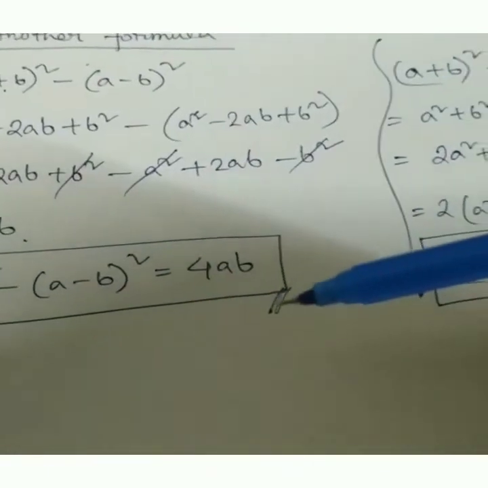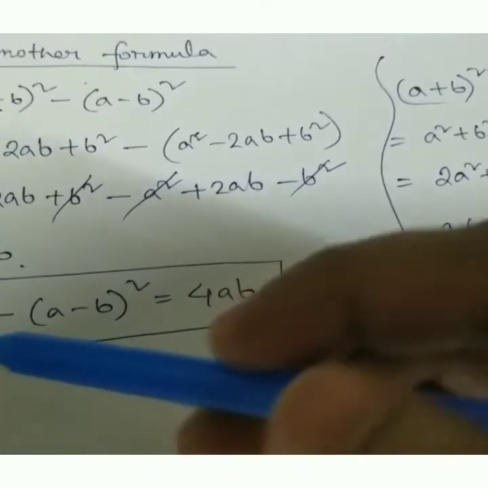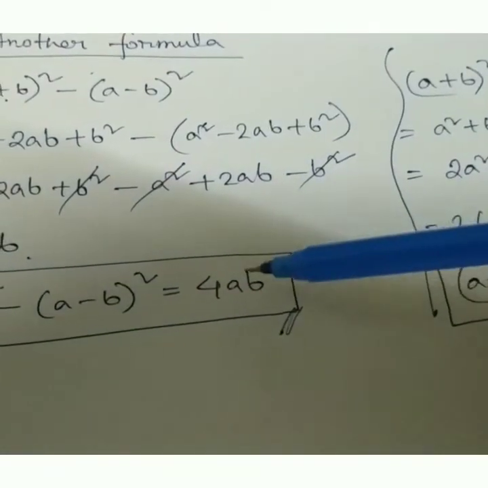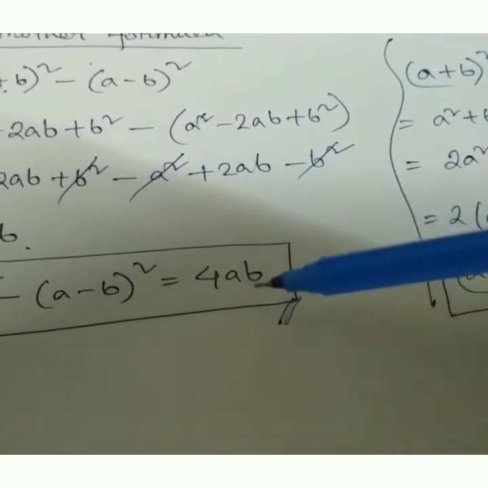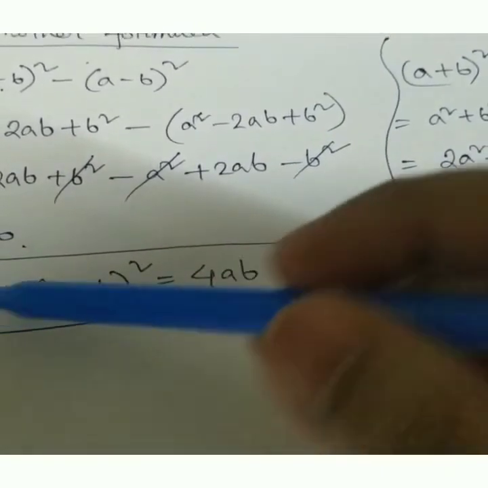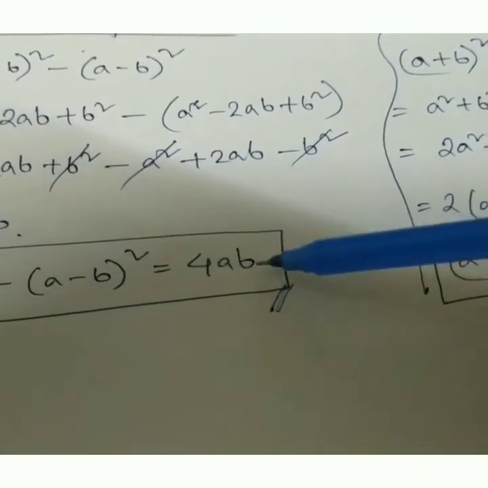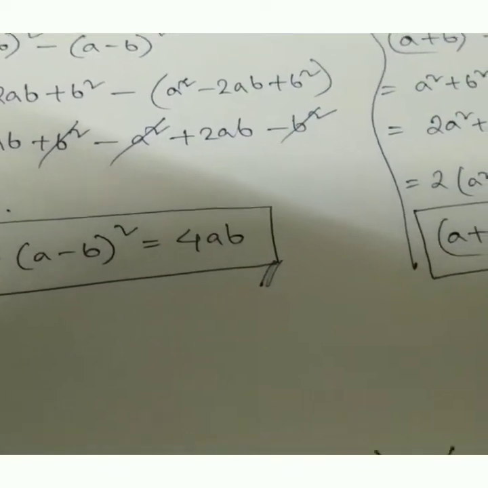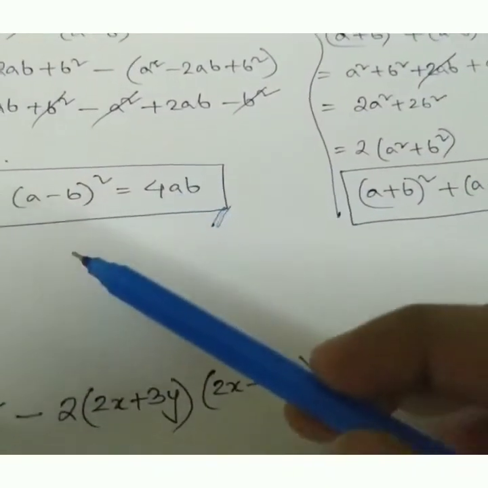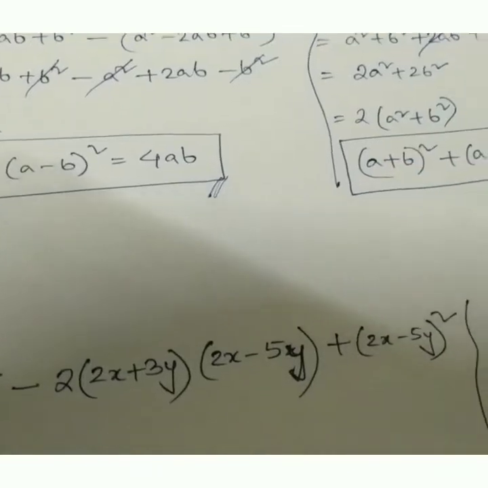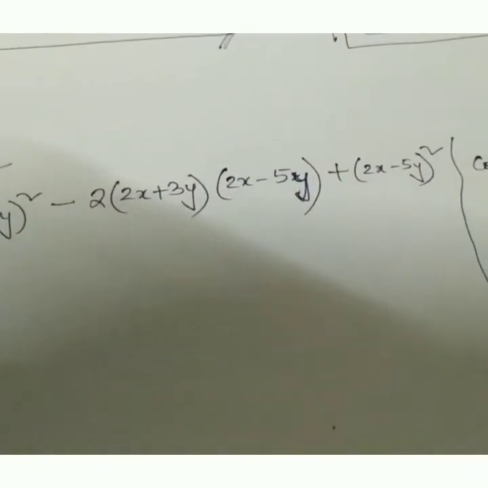If you have a problem where you have (a plus b) whole square and a minus b, and you want to deduce ab, you just put the values over here and divide by 4, and you can find the value of ab. So it's very simple, we just need to use the formula wherever it is required. Now moving on to example 14.